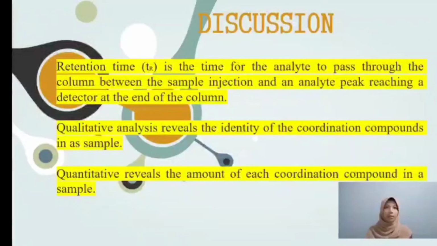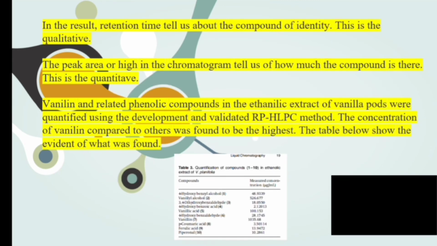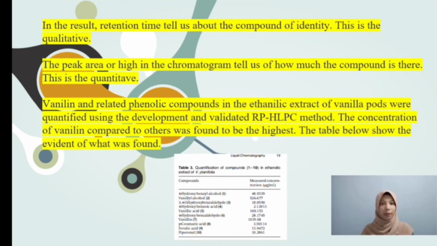Discussion. Retention time is the time for the analyte to pass through the column, between the sample injection and an analyte peak reaching a detector at the end of the column. Qualitative analysis reveals the identity of the compound in a sample, while quantitative analysis reveals the amount of each compound in a sample. In the result, retention time tells us about the compound's identity. This is the qualitative analysis. The peak area or height in the chromatogram tells us how much of the compound is there. This is the quantitative analysis.